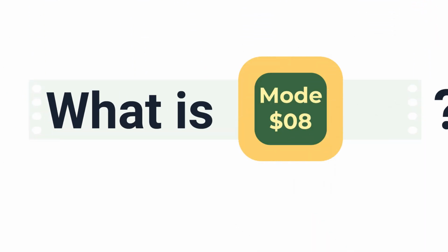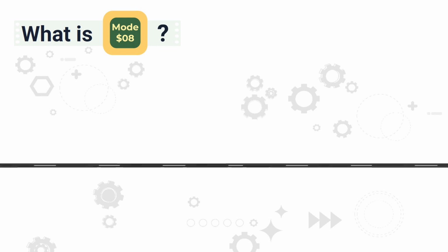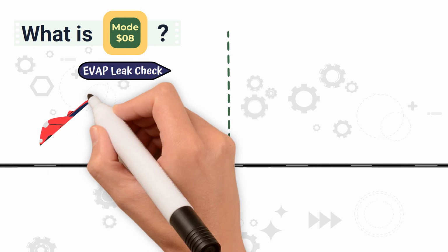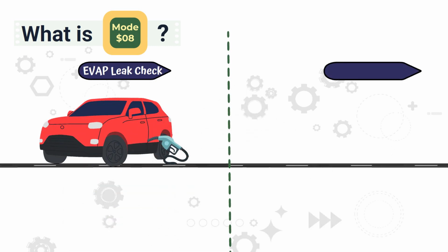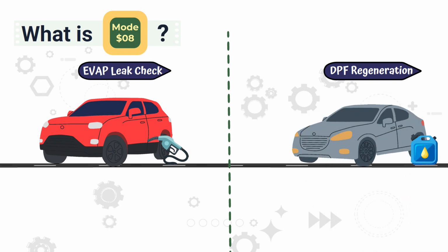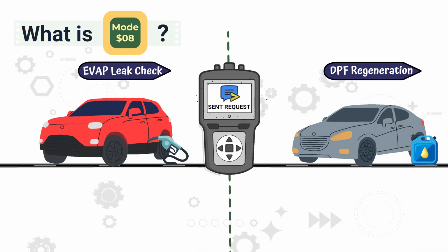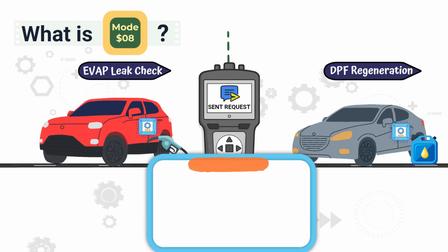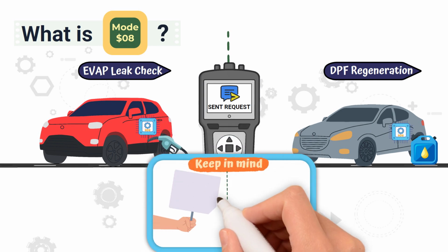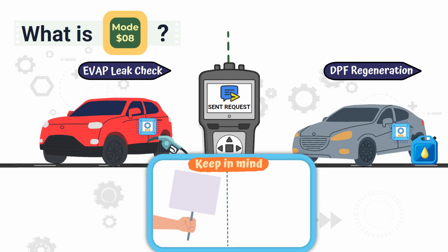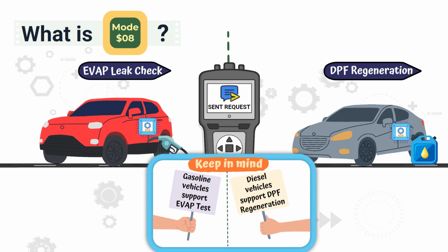So, what's Mode 8? For example, you might request an EVAP leak check on a gasoline engine, or trigger a DPF regeneration on a diesel vehicle. The scan tool sends the request, and if you are in the conditions to run the test, the ECU will then perform the test. Keep in mind, EVAP leak tests are typically supported on gasoline vehicles because they have evaporative emission systems. Diesel vehicles, on the other hand, do not include EVAP systems, but often support tests like DPF regeneration.